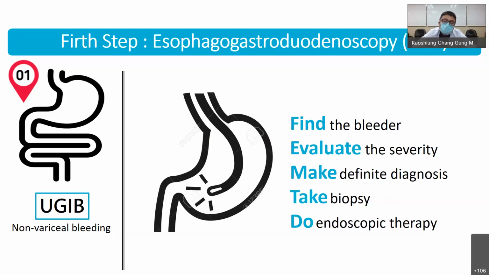Okay, then if you stabilize the patient's condition, the next step is always the esophagogastroduodenoscopy. We call it panendoscopy or EGD. Because the EGD can find a definite bleeder, evaluate the bleeding severity and make a definite diagnosis. For example, if patients have a malignant ulcer like gastric cancer, you can take a biopsy. And if patients have ongoing bleeding, you can do endoscopic hemostasis therapy for patients.